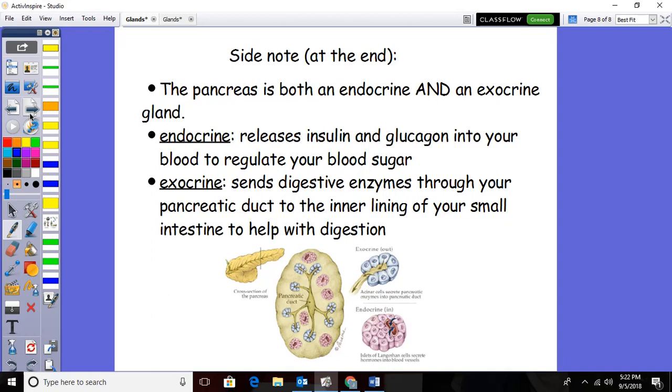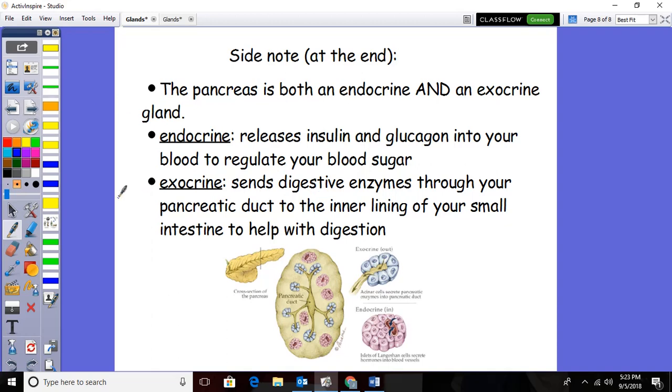Okay? Finally, up in the top right-hand corner of your long sheet, you have a box that says side note at the end. And I know I mentioned this earlier, but this is just clarifying that your pancreas is kind of unique because most glands in your body are either endocrine or exocrine, but your pancreas is different because it's actually both. So it serves as an endocrine gland when it releases insulin and glucagon into your bloodstream in order to regulate your blood sugar. And it serves as an exocrine gland when it secretes digestive enzymes through the pancreatic duct into the inner lining of your small intestine to help with digestion.